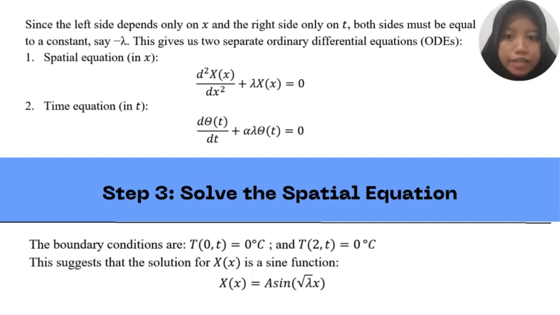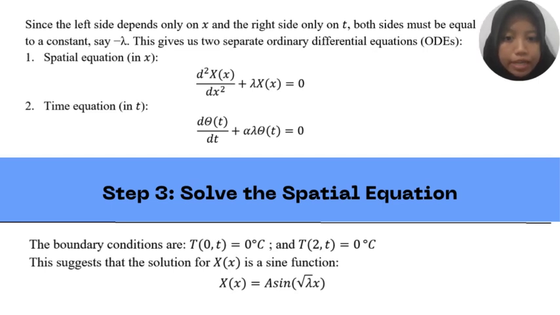Okay, since the left side depends only on x and the right side only on t, both sides must be equal to a constant. We say that it is negative lambda, and then this gives us the separate ordinary differential equations. First is the spatial equation in x: the second derivative of X(x) with respect to x squared plus lambda X(x) is equal to 0. And the second is the time equation in t: the derivative of T(t) with respect to t plus alpha times lambda times T(t) equal to 0.